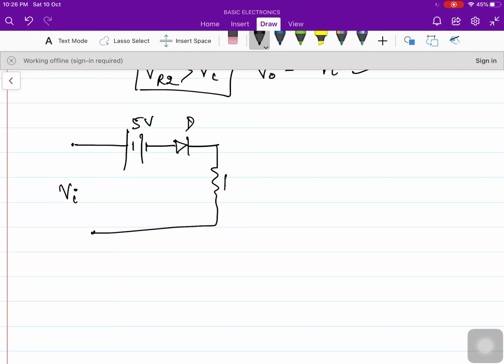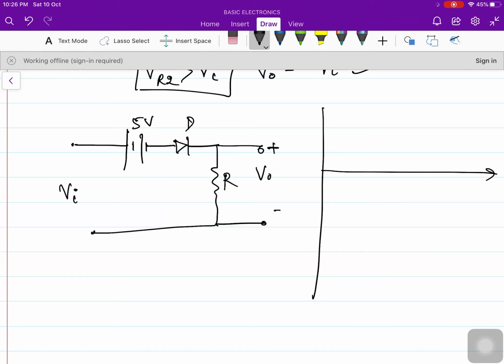This is 5 volt, this is a diode, this is R. We need to calculate V0, and let's draw how is the input waveform. The input waveform is like this. It is 20 volt peak value, and the battery is of 5 volts, so it is a positive. I hope we can draw over here.